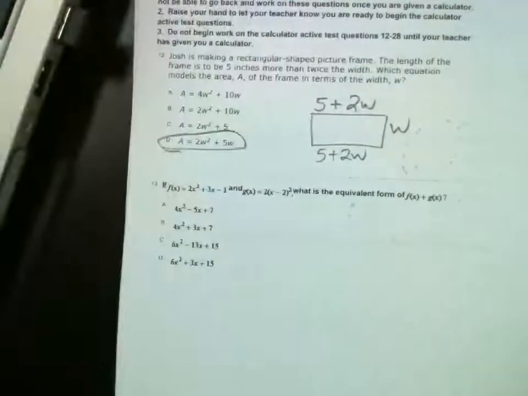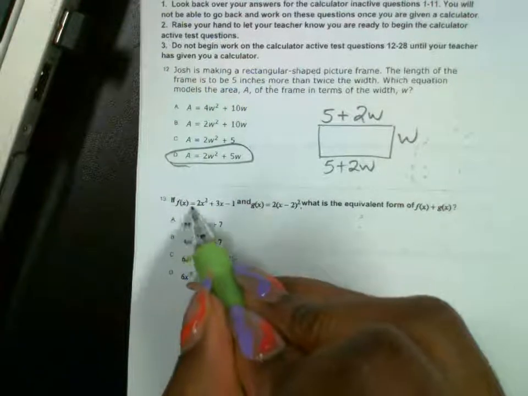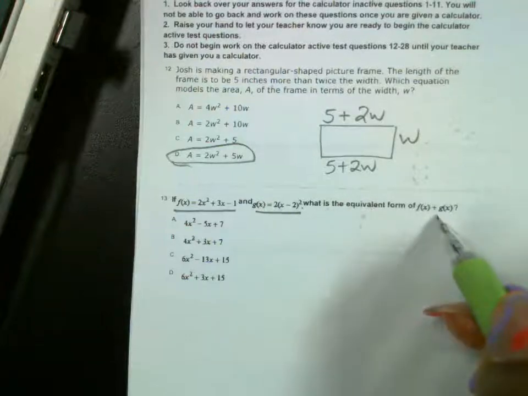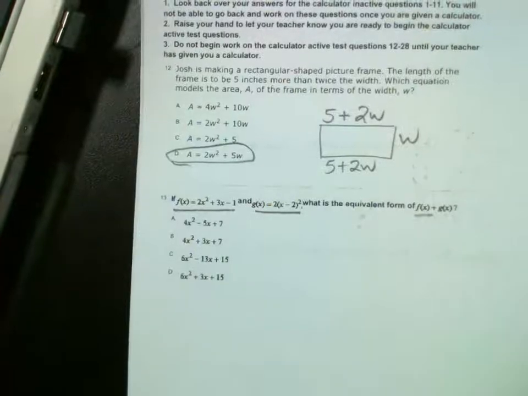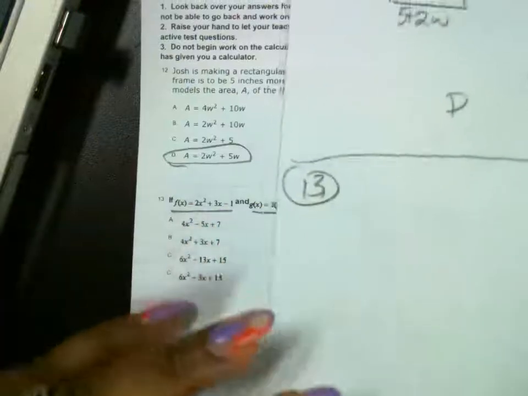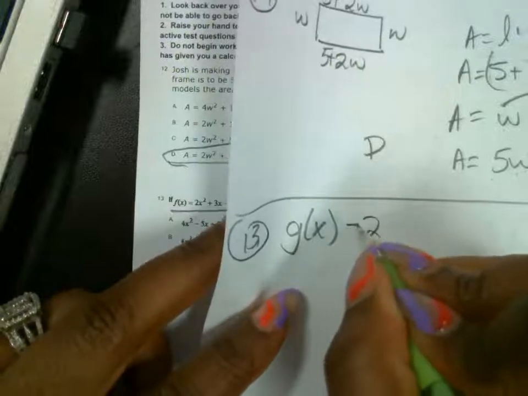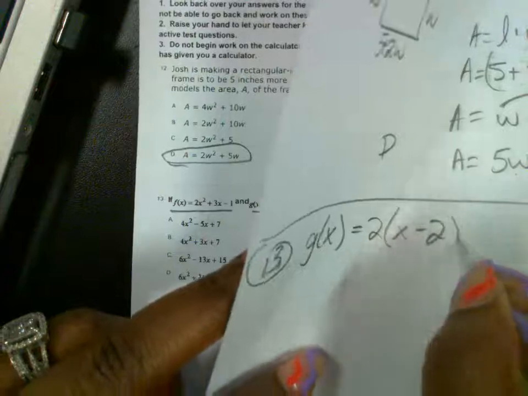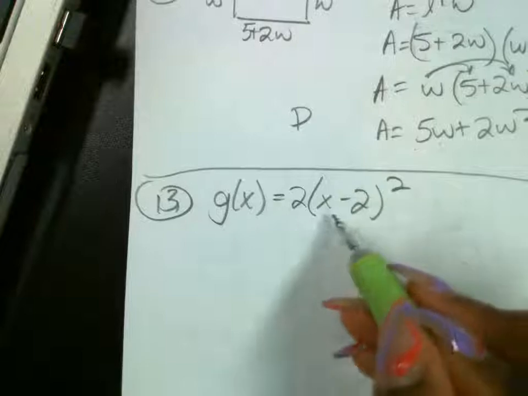Number 13, it says, what is the... okay, so we got an equation here, and an equation here. What is the equivalent form? And we're adding these together. So we're going to combine like terms, right? So this is already simplified. So let me simplify g of x, because this has parentheses. So I need to distribute and do all that stuff, right? Order of operations tells me to do the exponent before I multiply, right? So let's do this first.